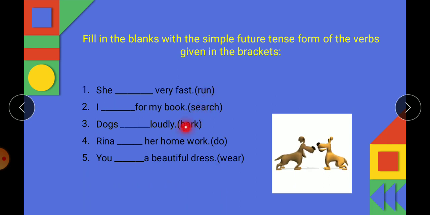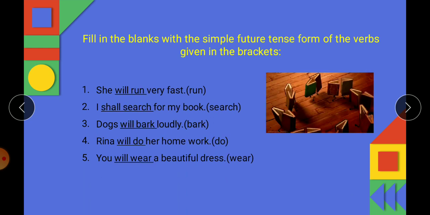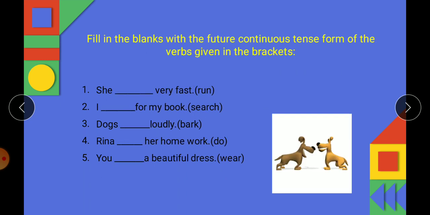So ये already first form में ही verbs दिए हैं. इनके आगे बस आपको will या shall put करना है and you have to complete the sentence. These are the answers. Now coming to future continuous tense. So these are the verbs given in the bracket. You have to use what? Will or shall. उसके बाद आपको be लगाना है. Then these first form and ing.